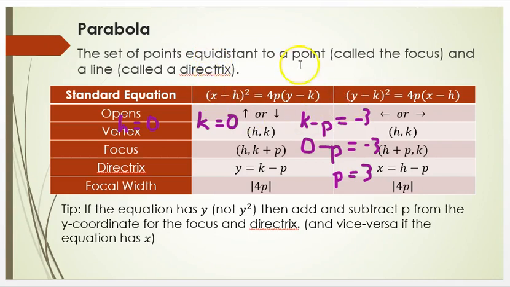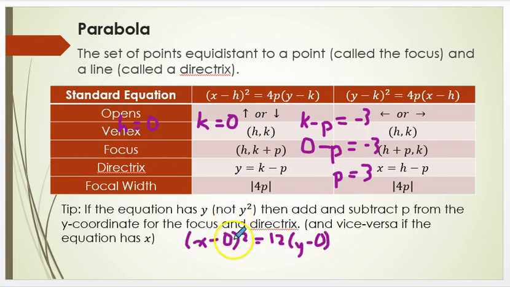formula. And like I said before, now that we know we're working with the one on the left, I should have an x minus something squared. So in this case, my formula is going to say x minus h is 0. So I'm going to write this out for a second, but we'll simplify this afterwards. So x minus 0 squared equals 4 times p, and p is 3, so that's going to be 12, and then y minus k, which is again a 0.